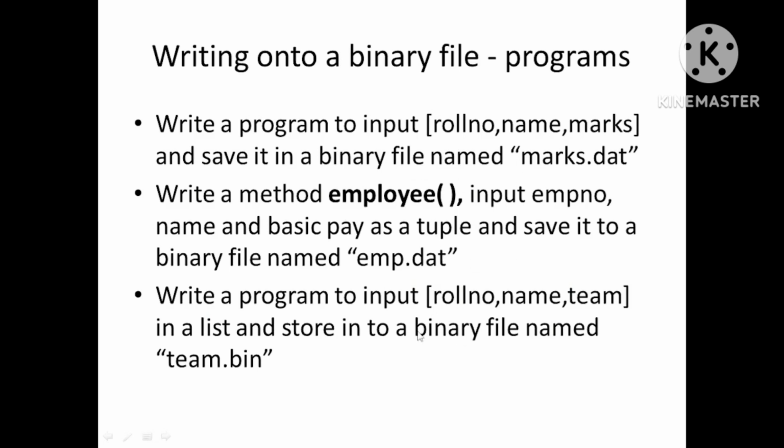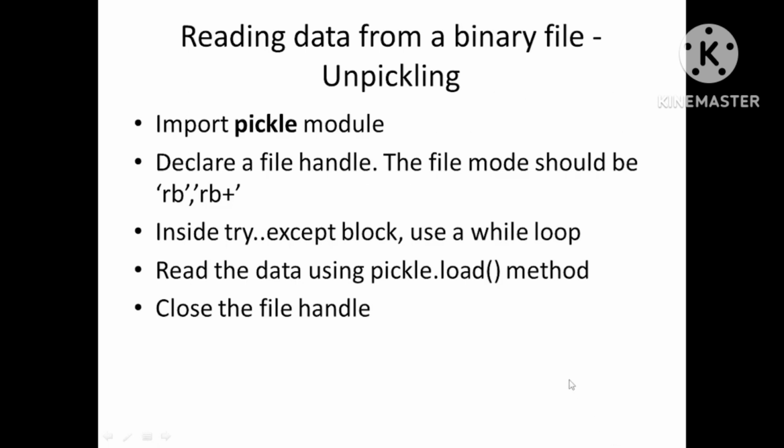So what have we done using these programs? We have done pickling. That is, we have written content into the binary file. Now we'll see how to read data from a binary file. So we already created a few binary files and we have saved some records inside. We'll see what are the steps to read data from those binary files. Okay. So the first step is to import the pickle module. Always when you deal with reading or writing in a binary file, use the pickle module. Import it first. Next, declare a file handle, and because you're going to read data, open the file using rb or rb plus mode. Okay.